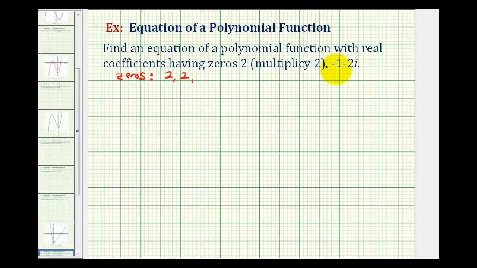Next we have the complex zero of negative 1 minus 2i, but complex zeros come in conjugate pairs, so if negative 1 minus 2i is a zero, then so is negative 1 plus 2i. So we actually have 4 zeros, and knowing the zeros of a polynomial function gives us information about the factors of the polynomial. The polynomial function must contain factors in the form of x minus the given zeros. So if 2 is a double zero, we must have two factors of x minus positive 2.